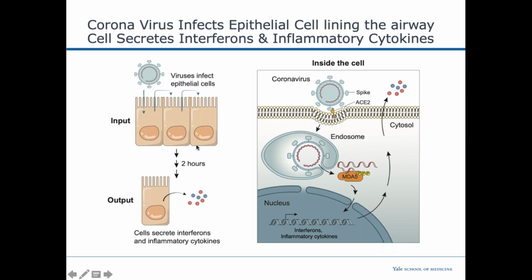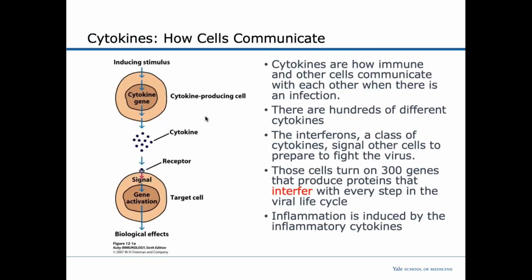So on the left side of the picture, again, if we go back, these start within 2 hours. And once one cell is infected and it starts making these interferons, those interferons can then bind to neighboring cells to alert them, hey, I'm infected with a virus. You guys better get ready and start preparing to mount a response against this virus. So let me first say something about cytokines. Cytokines are how cells communicate with each other. There are hundreds of different ones. The interferons are one class of cytokines that then signal to other cells.